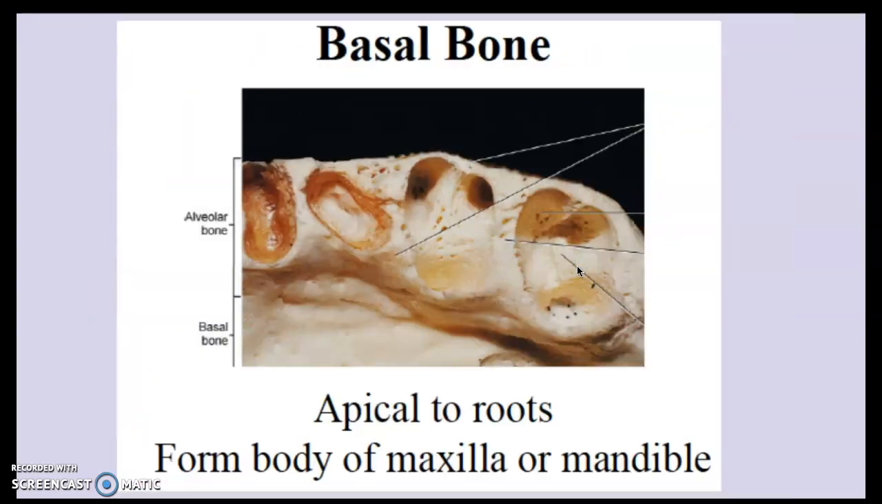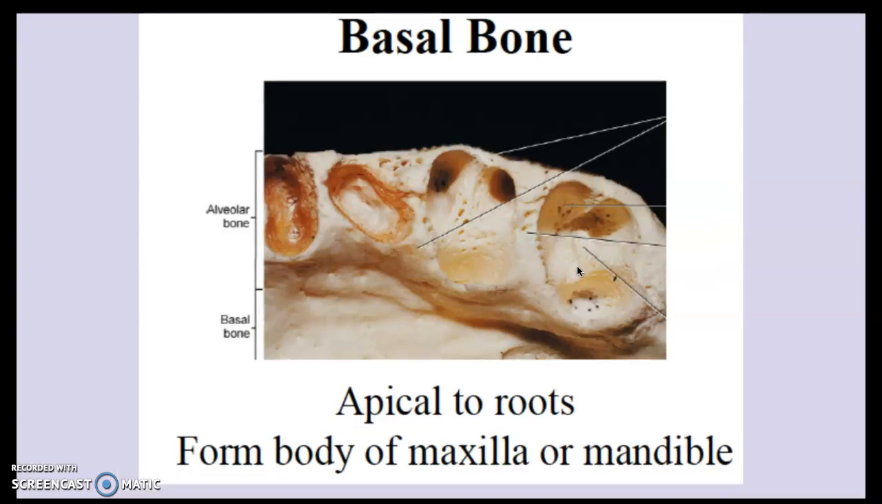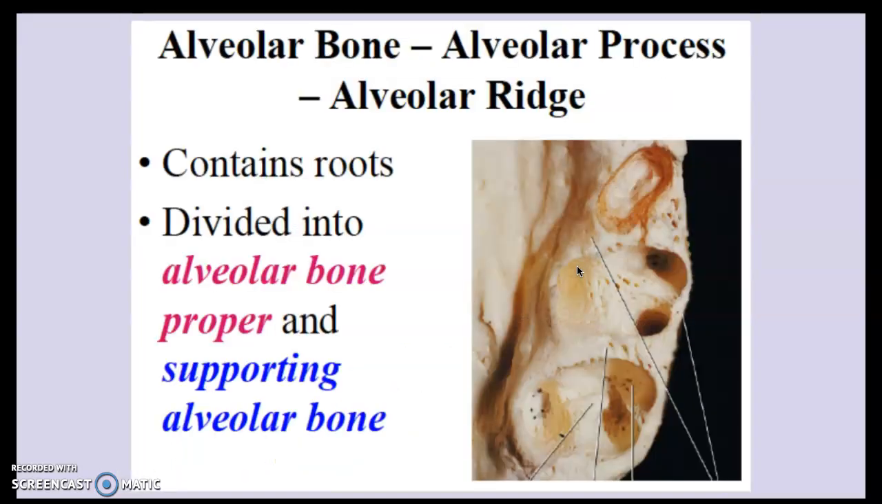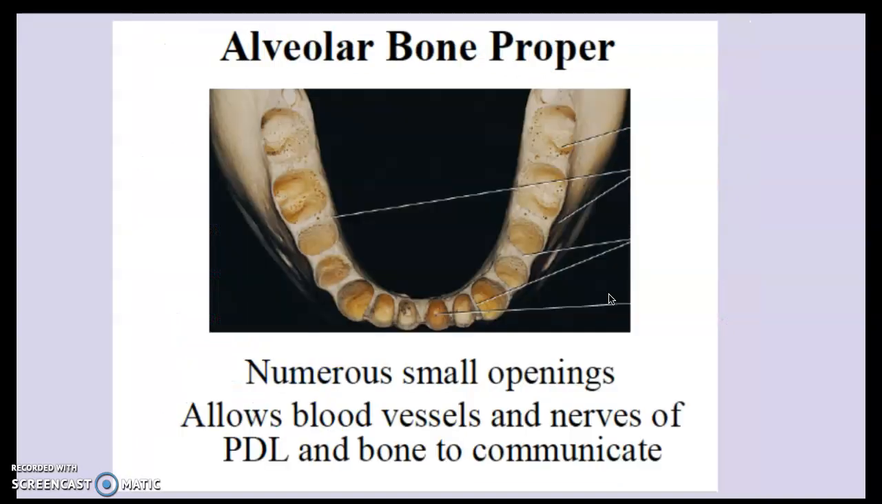There are two types of bone. You have alveolar bone and basal bone. Basal bone is apical to the roots. It forms the body of the maxilla or the mandible. The alveolar bone, or the alveolar process or alveolar ridge, this contains roots. It's divided into alveolar bone proper and supporting bone.